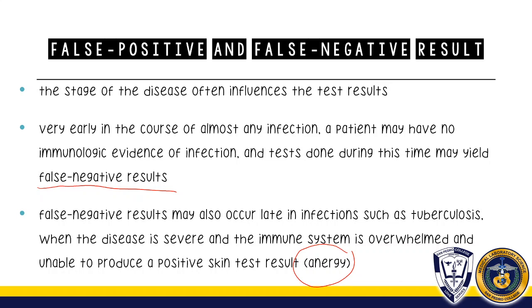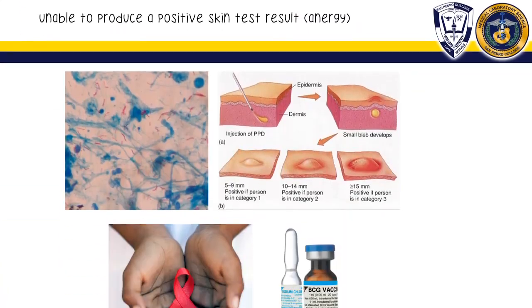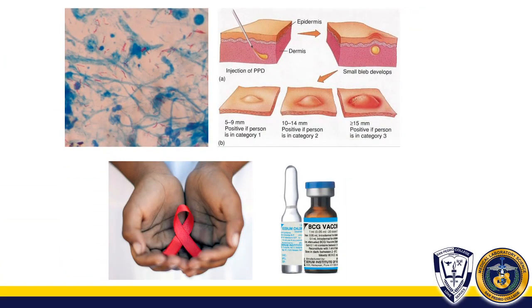So I have a specific example for you to better understand anergy in relation to tuberculosis. Let us refer to this image. Before, when we talked about a TB test, you would submit sputum and it would be viewed under the microscope.